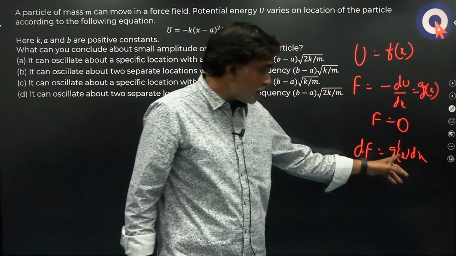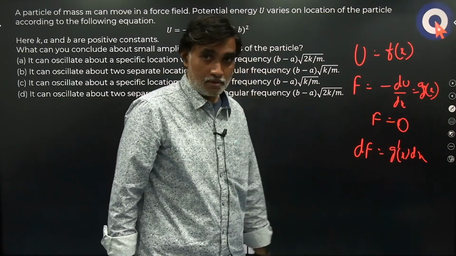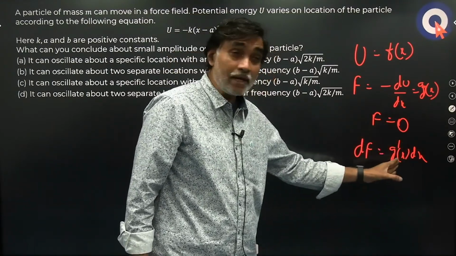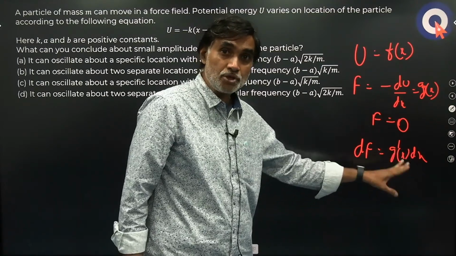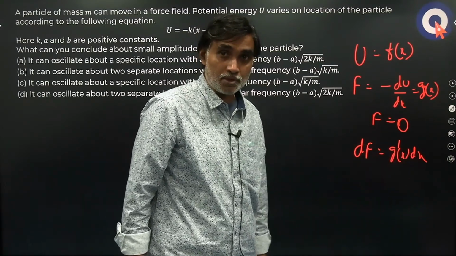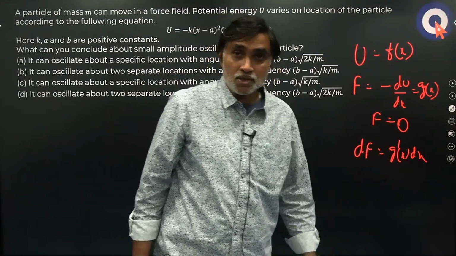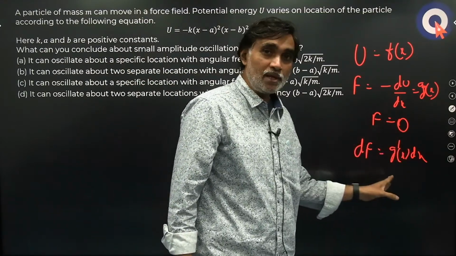Then substitute here the values of x in equilibrium position. In equilibrium position, if this coefficient of dx is negative, that is stable equilibrium position. If this coefficient of dx is positive, it is unstable equilibrium position. If this coefficient of dx is 0, it is neutral equilibrium position. So it will oscillate only about stable equilibrium position where coefficient of dx will be negative.